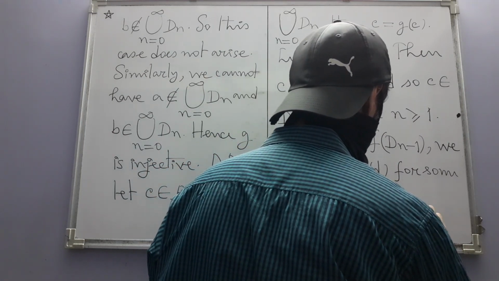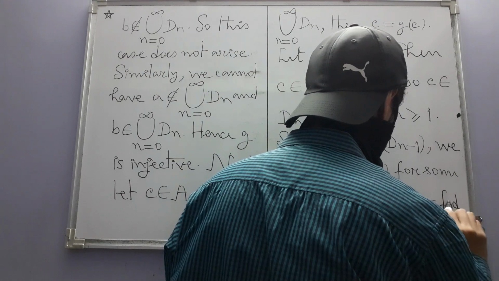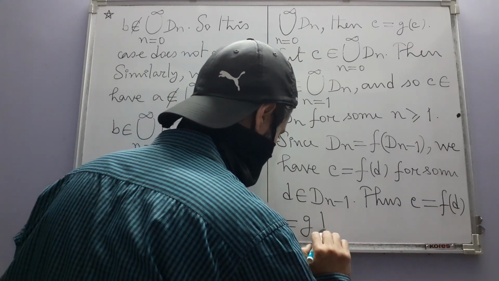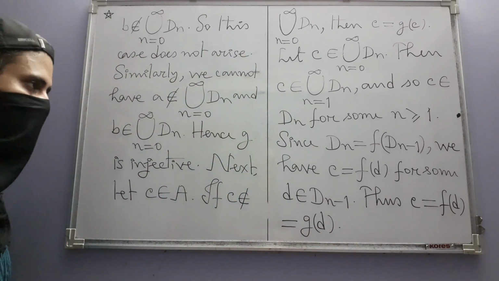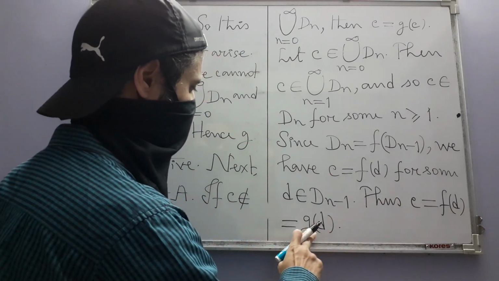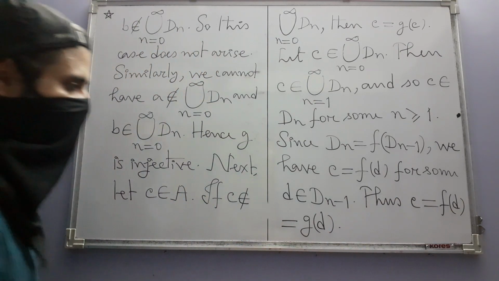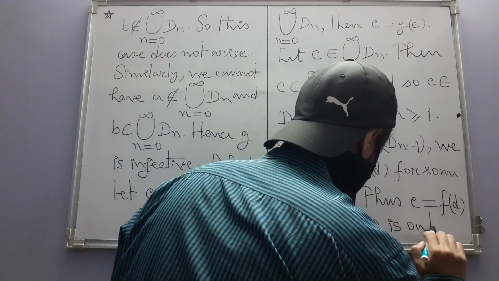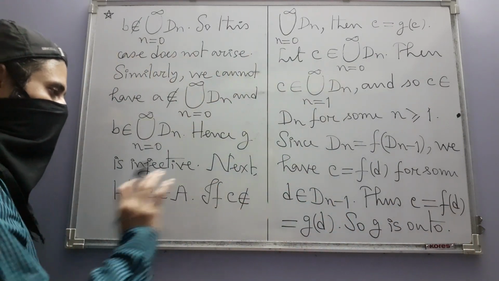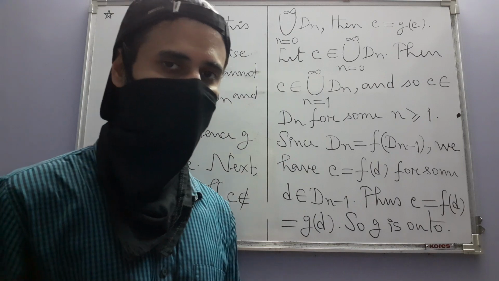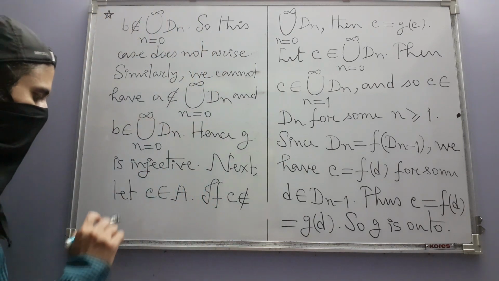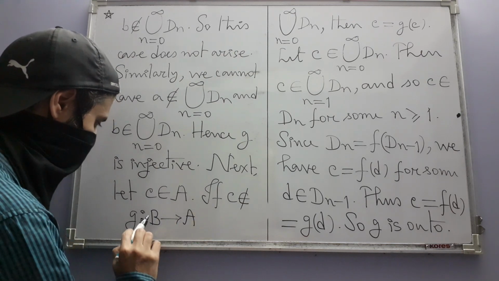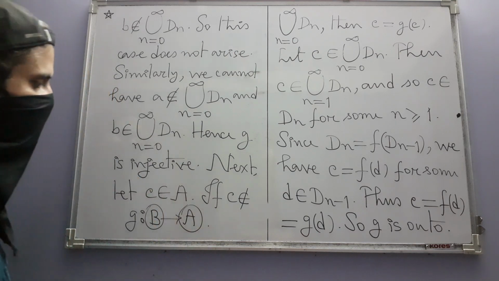Thus, C is f of D, and this is nothing but G of D. That means in this case also C has been realized as a G image of some element in B. So G is onto. We have thus completed the solution. We have shown that G is both one-to-one and onto, and as such G is a bijection from B to A, and hence B and A have the same cardinality.